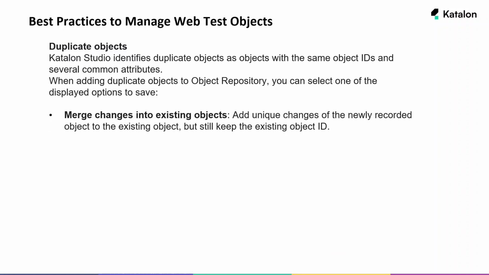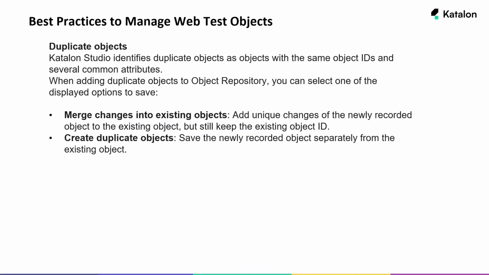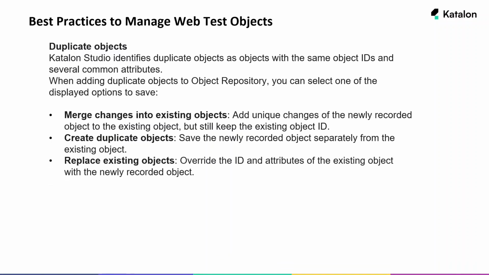First option is either you can merge changes into the existing objects. What it does, it adds unique changes of the newly recorded object to the existing object, but still keeps the existing object ID. Or you can create duplicate objects. You can simply save the newly recorded object separately from the existing object. The third option is you can replace existing objects. This overrides the ID and attributes of the existing object with the newly recorded object.